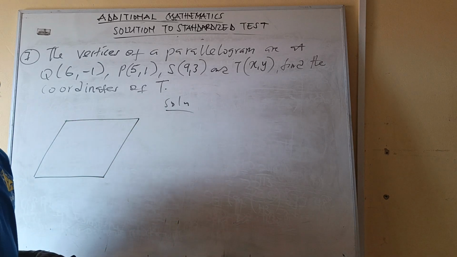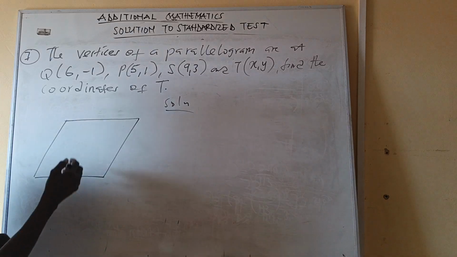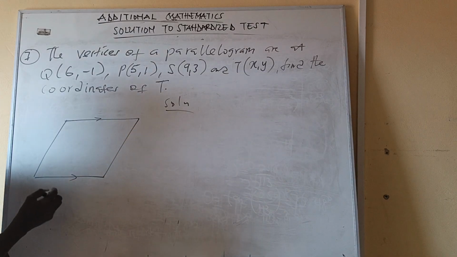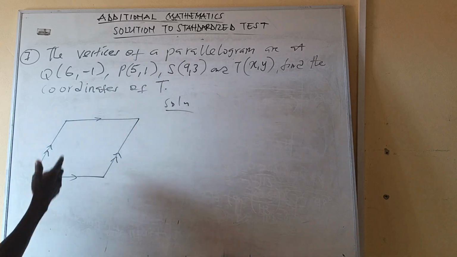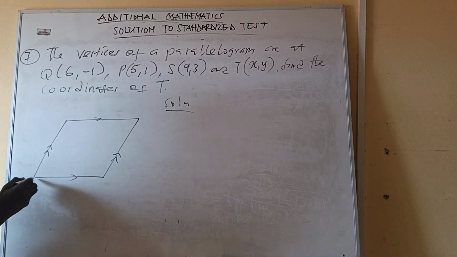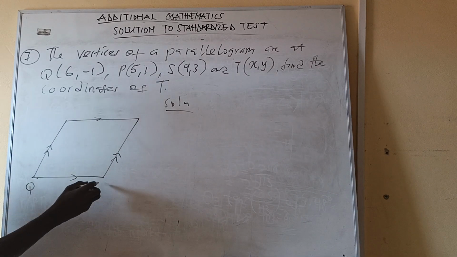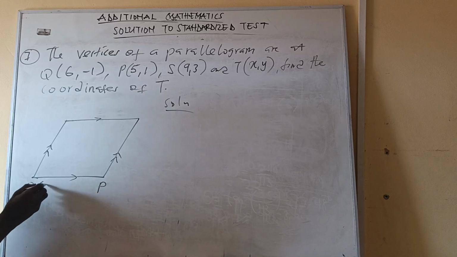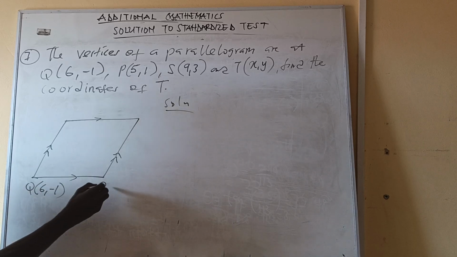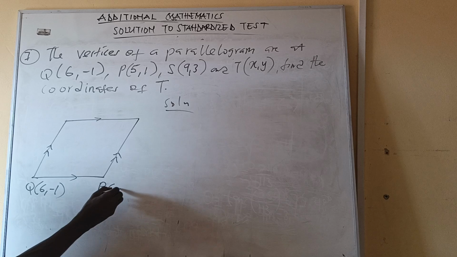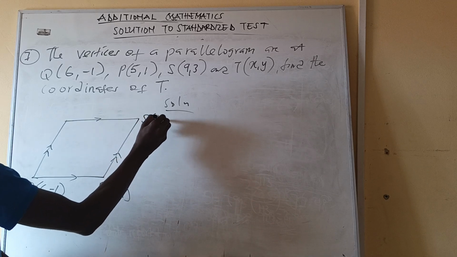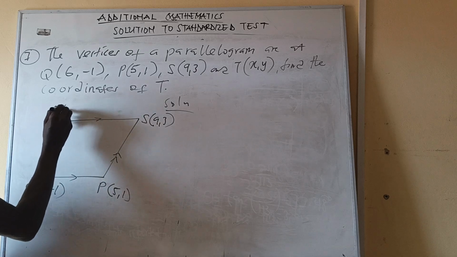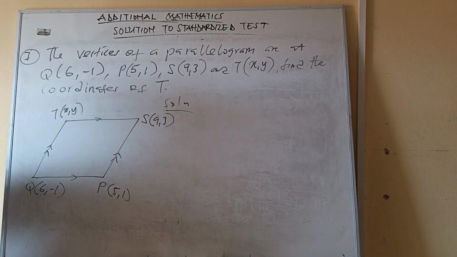Now what do you know about a parallelogram? Two lines are parallel. So this line is parallel to this one. This one is also parallel to this one. If I want to label the vertices, we have the vertices Q, P. Q is (6, -1), P is (5, 1), S is (9, 3), and then T is (x, y). Now these are the vertices of the parallelogram.